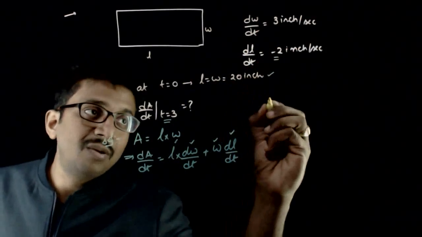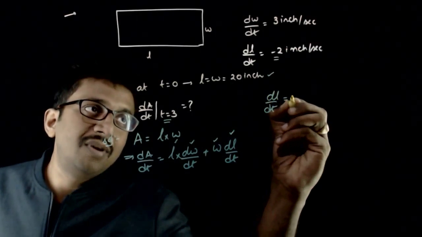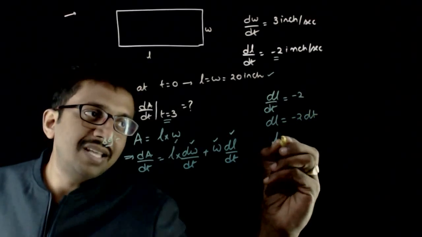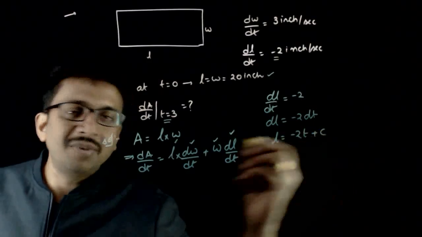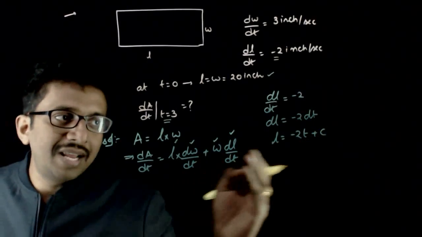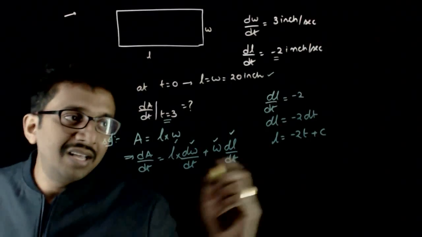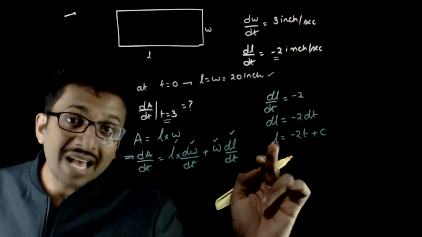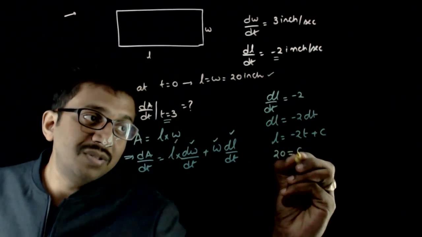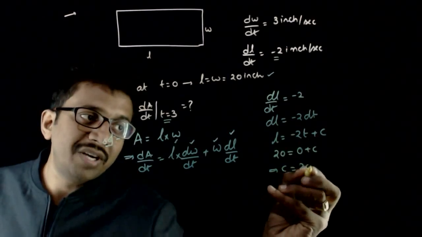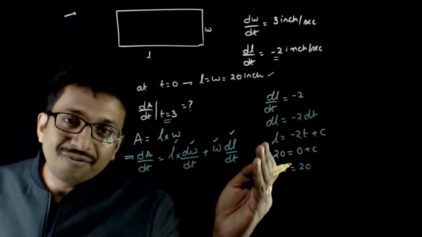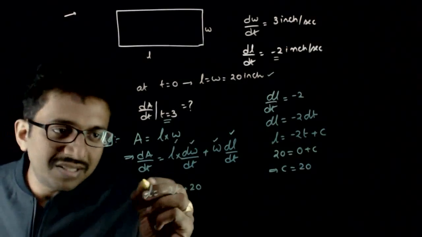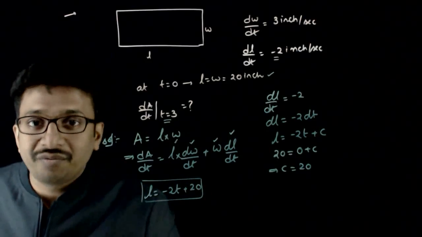Let us first look at this. dL/dt is equal to minus 2. This implies dL is equal to minus 2 dt. So L is equal to minus 2t plus some integration constant. But at t equal to 0, length is given as 20. So 20 is equal to 0 plus c, and c is equal to 20. So the length is equal to minus 2t plus 20. This is the expression for L as a function of t.